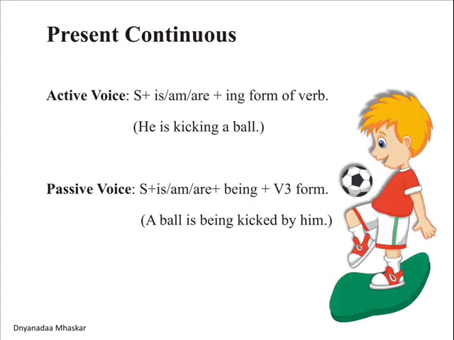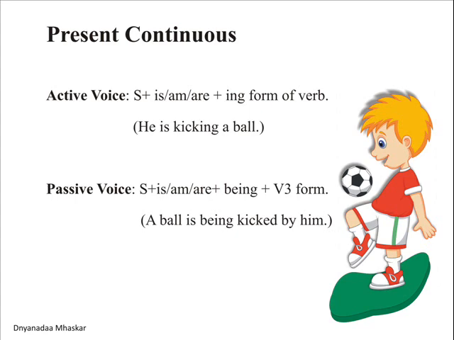The next tense, present continuous. Active voice, the form in active voice: subject plus is, am, or are plus the ing form of the verb. Example, he is kicking a ball. He is the subject, is kicking is the verb, ing form in the sense that to the main verb we have added ing. A ball is the object.